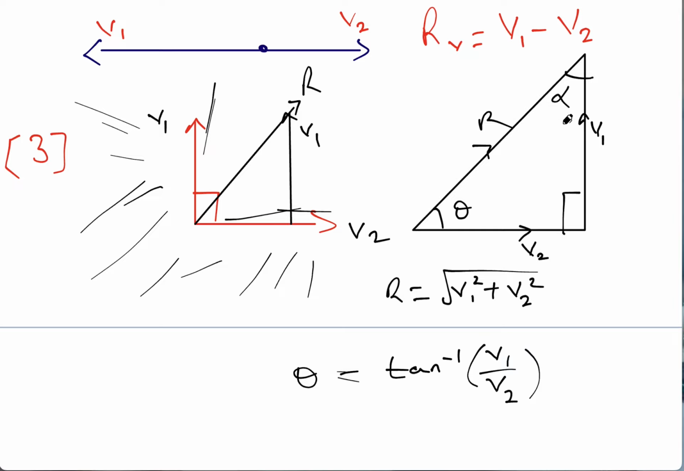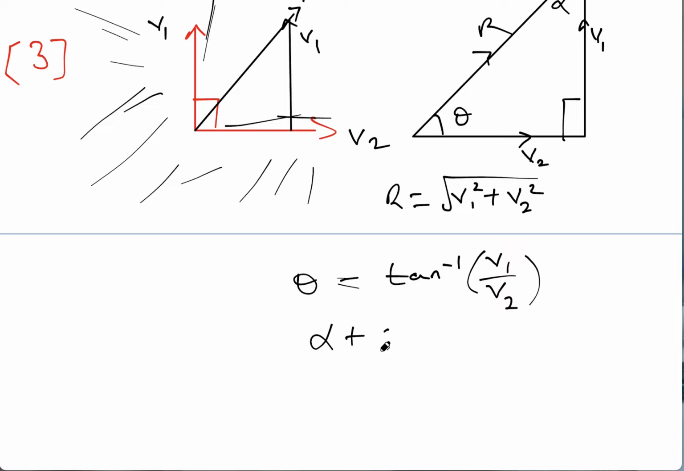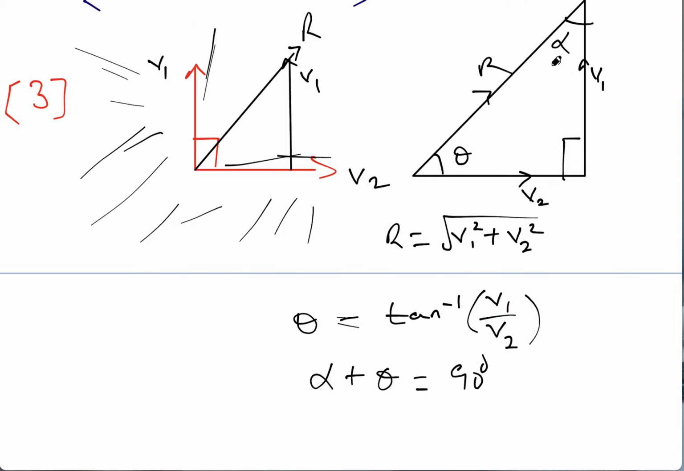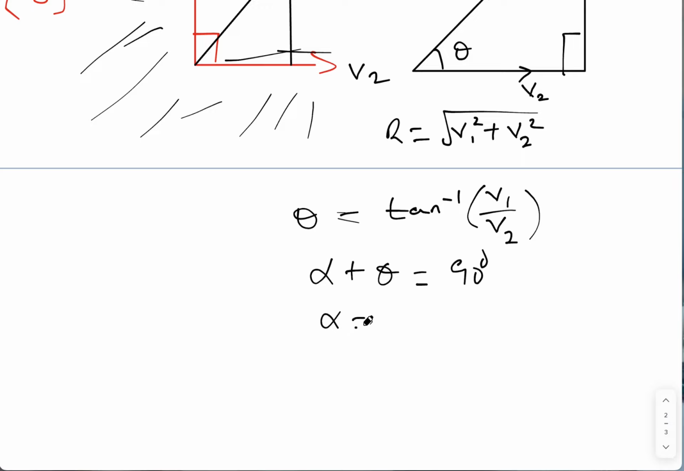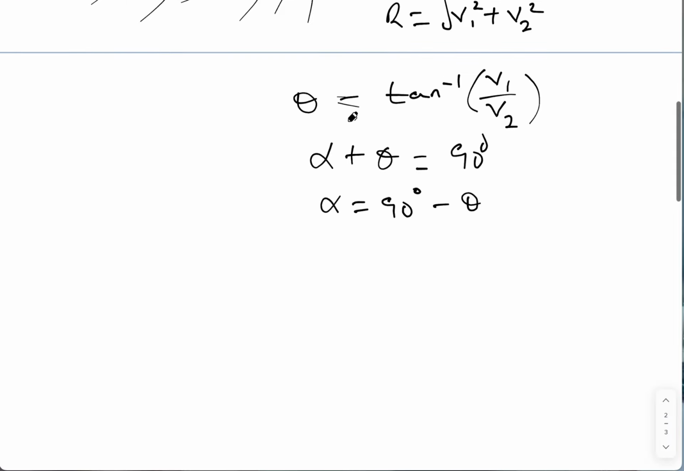Let's call this one alpha. Of course, we know that the sum of alpha and theta would be 90 degrees. The sum of angles in the triangle is 180, and this is already 90, remaining 90. So which implies that if this is the angle you are looking for, then your alpha will be 90 degrees minus theta. But oftentimes, this is the angle that you would always use for your direction.